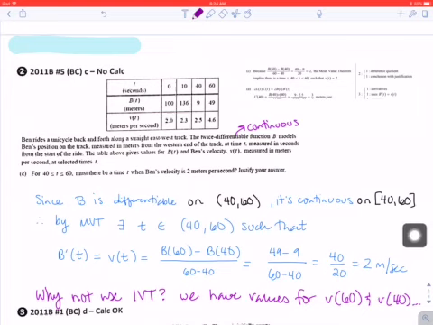So for IVT, we would have to do the velocity at 60, the velocity at 40, and say, okay, 2 meters per second is between those. But is it? Is 2 meters per second between the velocities of those two times? No. So if you're not careful, you say, oh, IVT doesn't work? No, there's no way he could get there to a 2 meter per second speed between here and here.